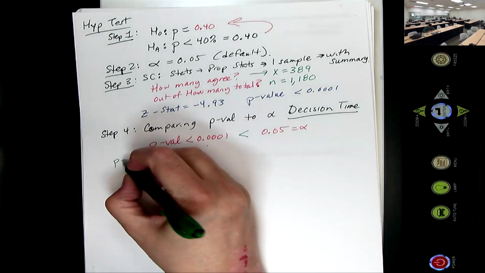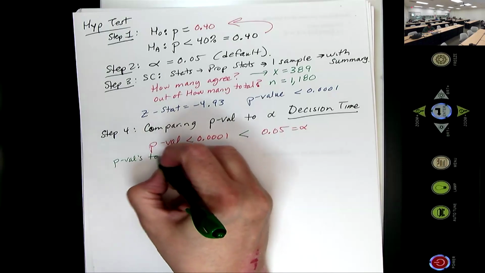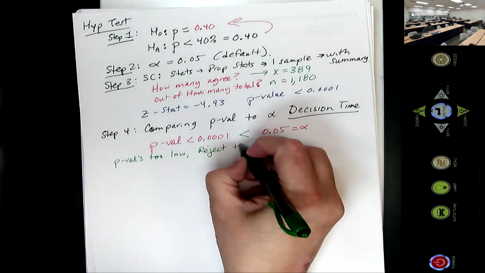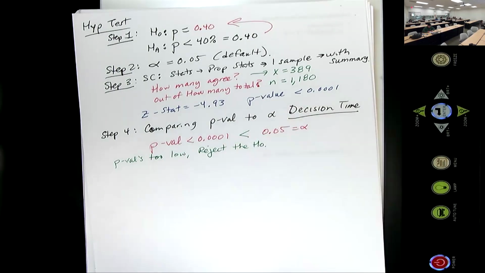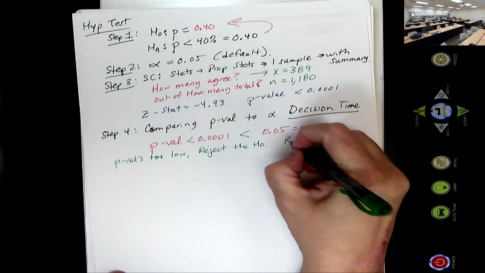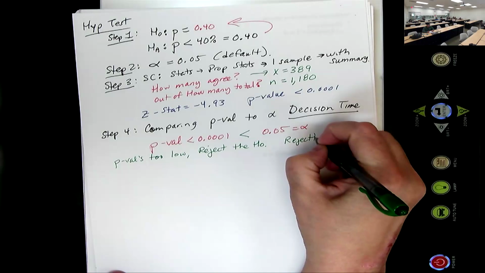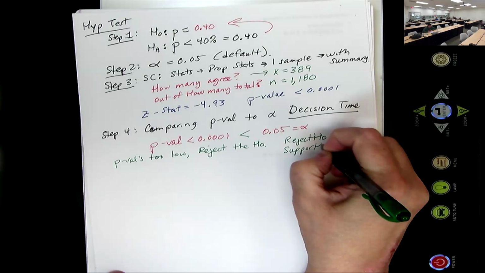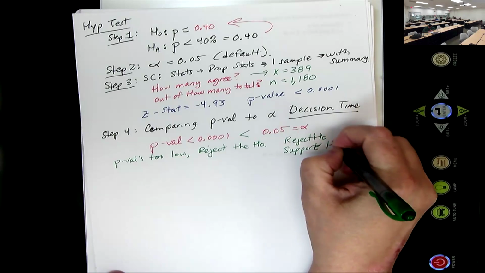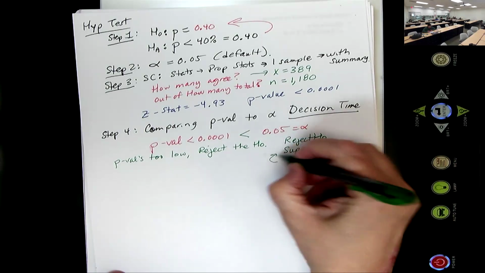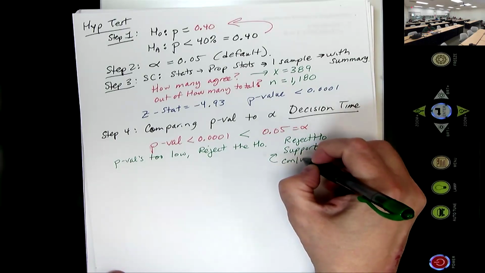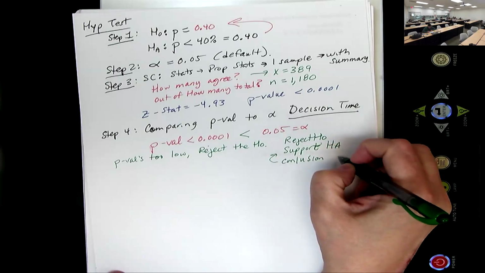So we are in the p-value too low, reject the H naught category. That will cause us to reject H naught, support HA. And that's what our statement is about: conclusions about HA, and we want to support it.